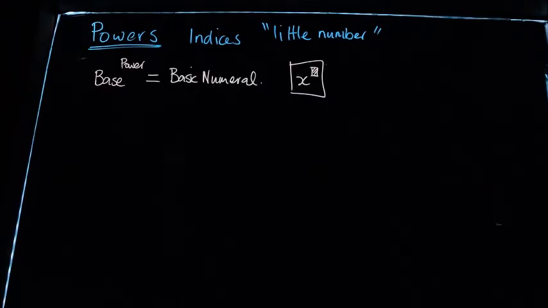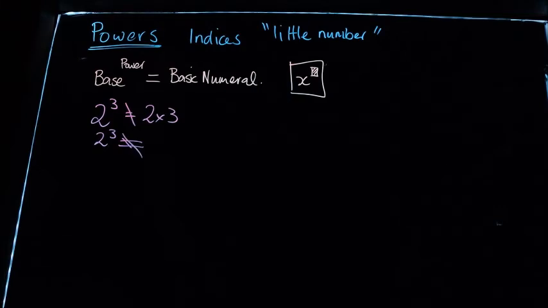Now, I've cleaned the board. Just a reminder that we say 2 to the power of 3 here. That is not equal to 2 times 3. And 2 to the power of 3 is not equal to 6. Okay, so be really careful, because you can do some of these in your head and you don't necessarily need to be grabbing the calculator every time.